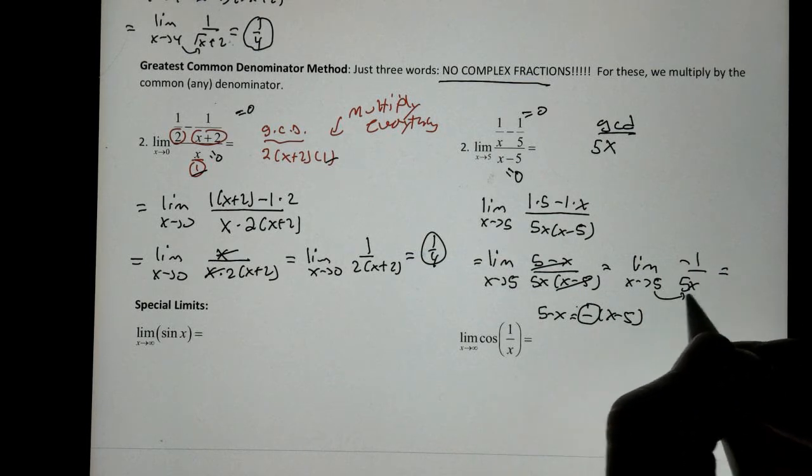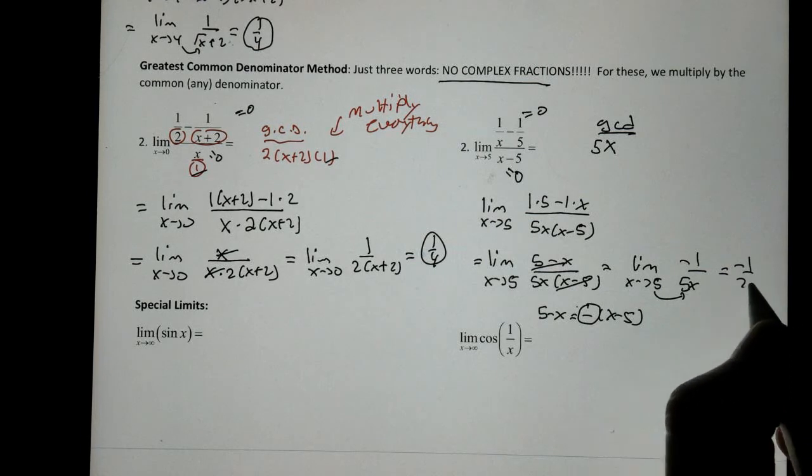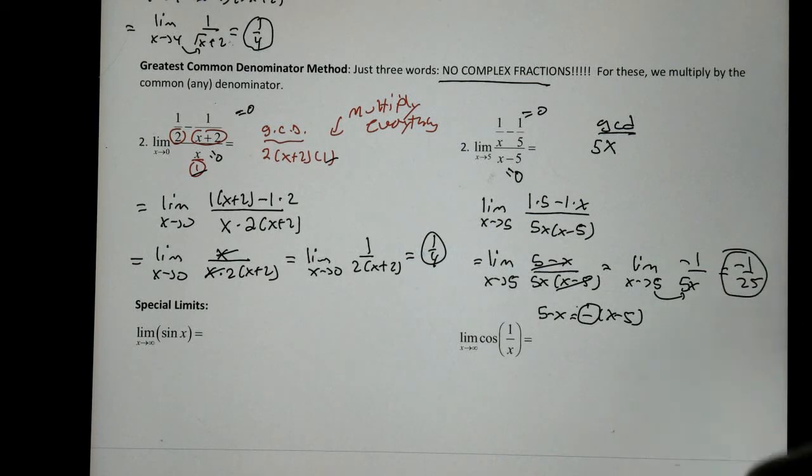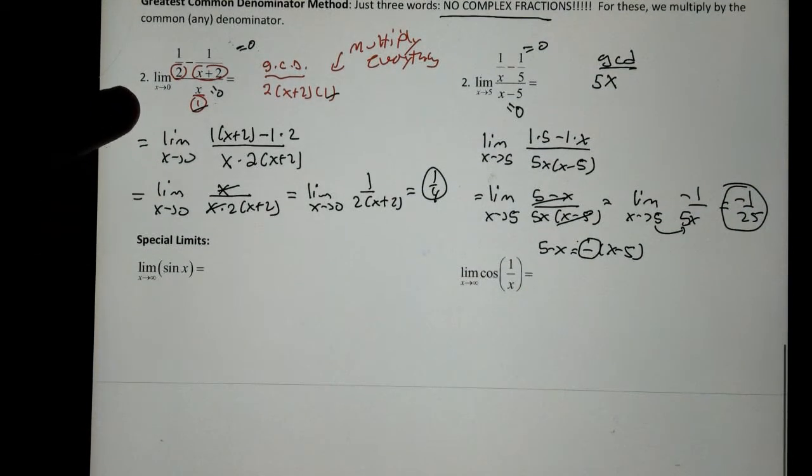And now I can just substitute in. I get negative 1 over 25. Easy peasy. All right. Very easy to do. But now let's take a look at some special limits. These are kind of wonky ones right here.